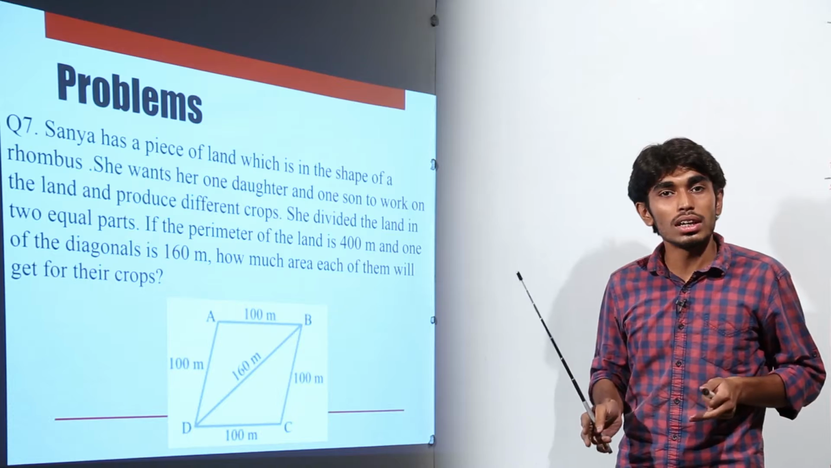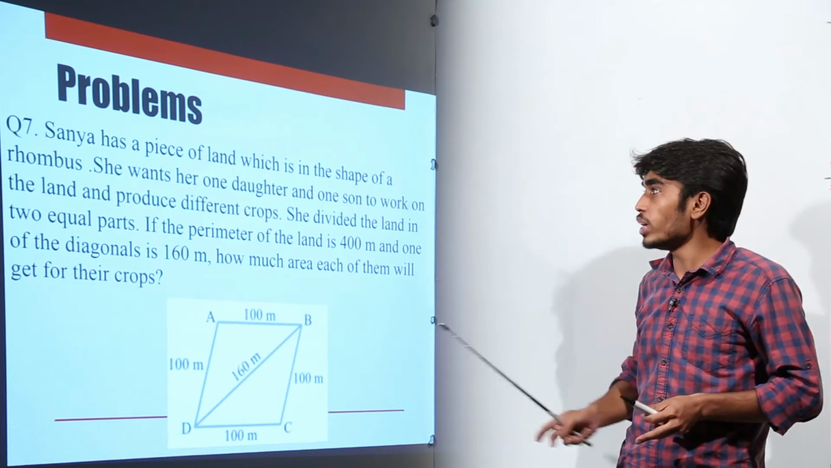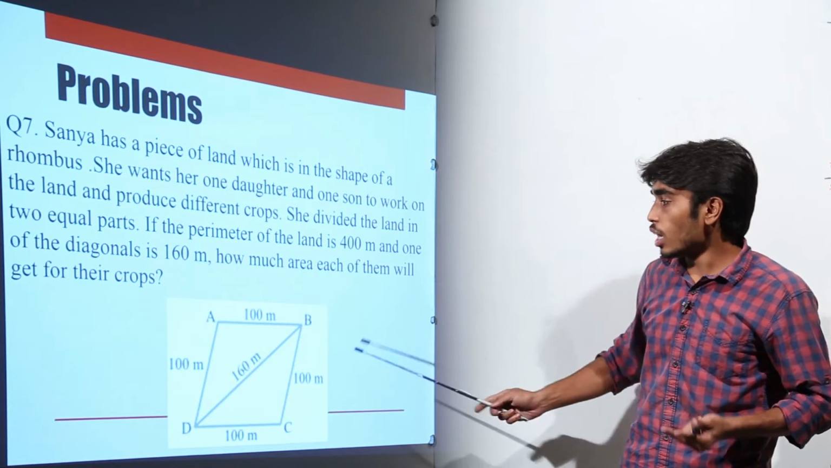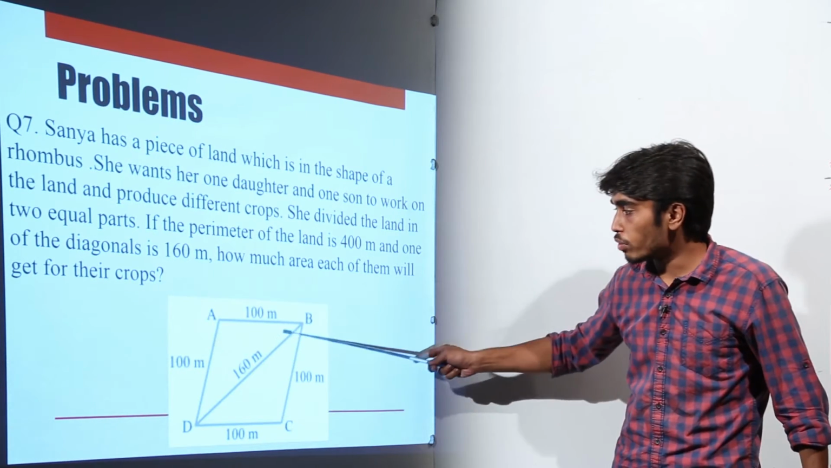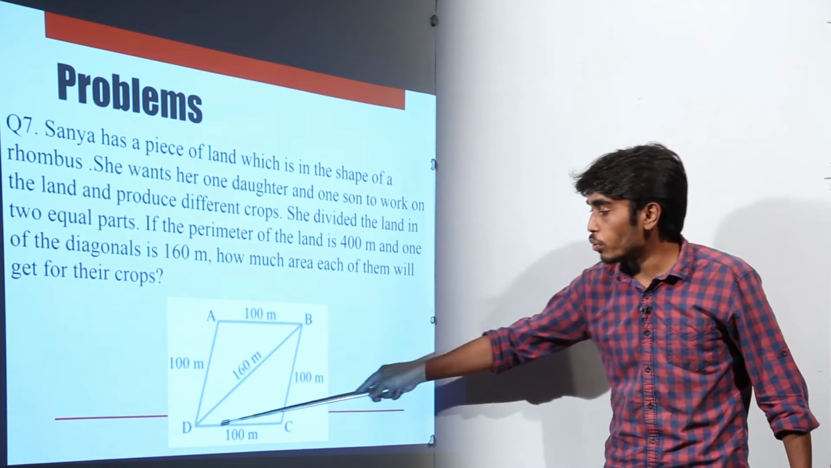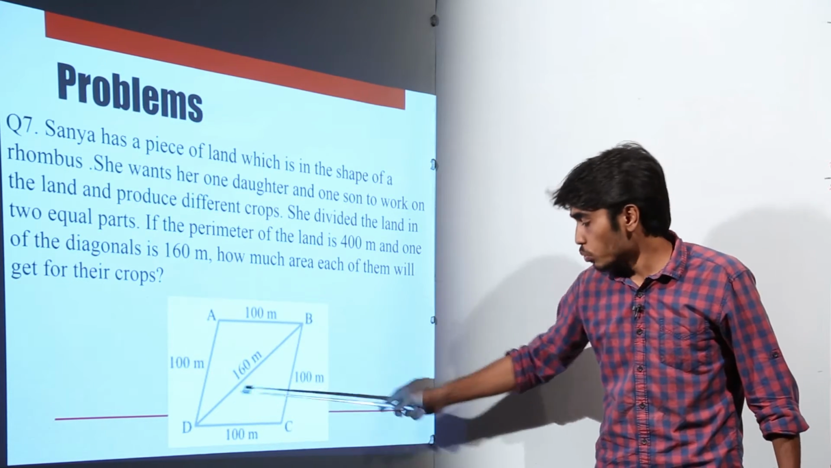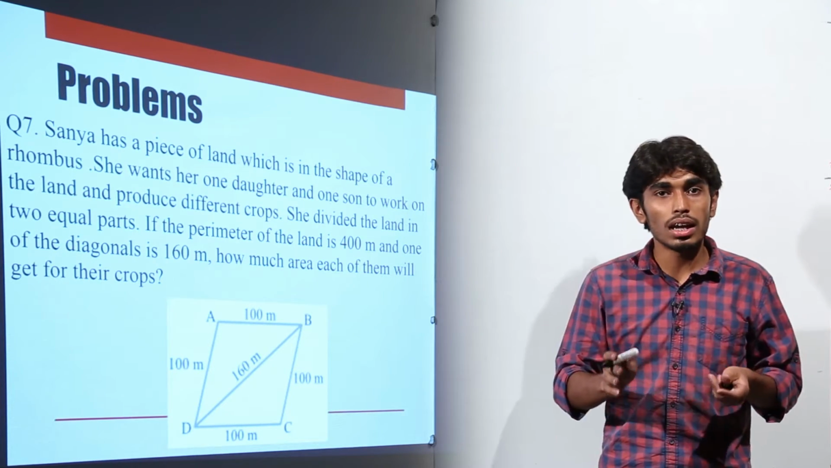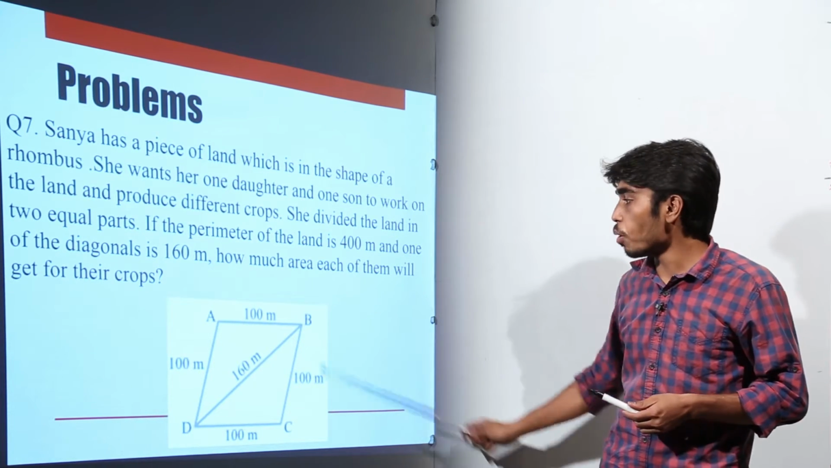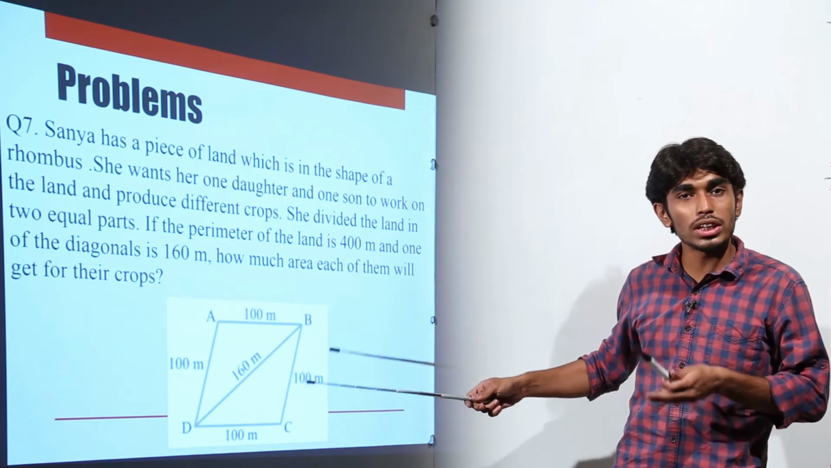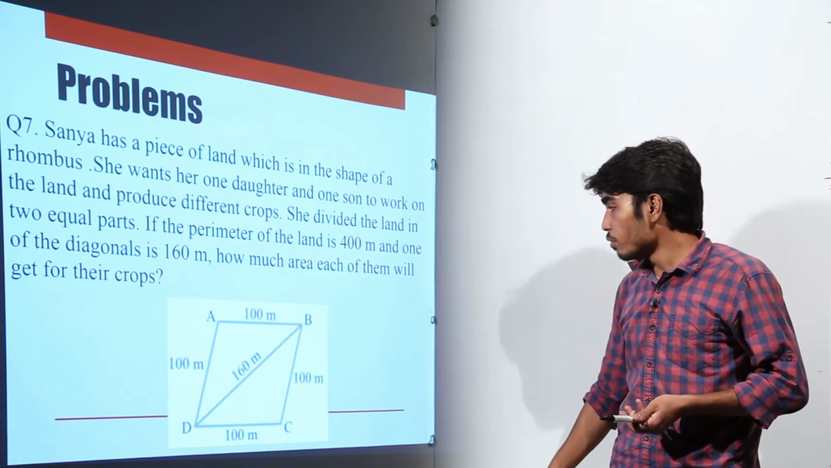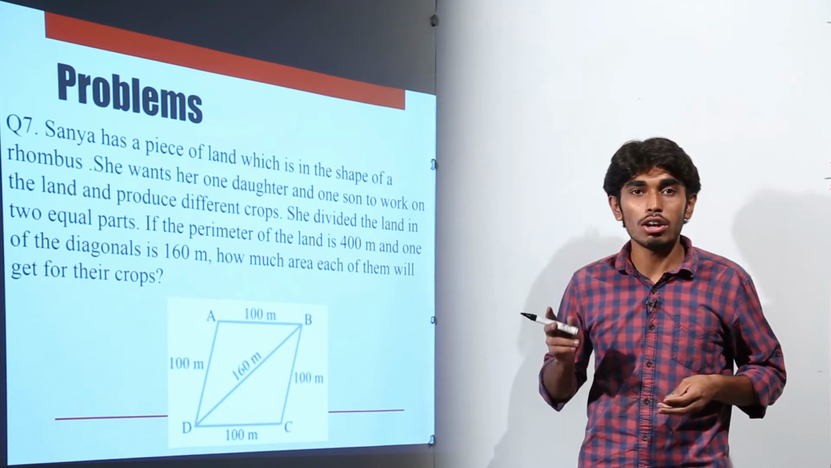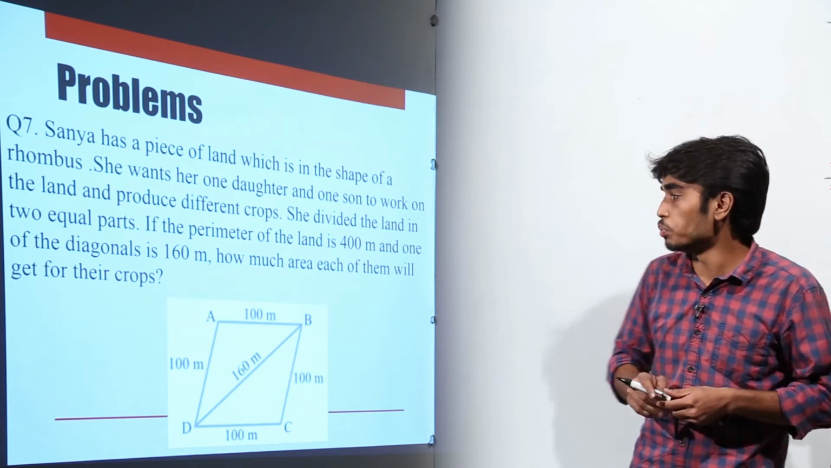Now what she wants is to divide the land between her daughter and her son to produce 2 different crops. The son would be growing the crop in this part of the area, and the daughter would be growing the crop in this area. So we have to calculate the area of crop for both the son and the daughter. Since it is a rhombus and the diagonal divides the rhombus into 2 triangles of equal areas, we have to calculate the area of any one triangle, and then we'll get the area for both the daughter and the son as well.